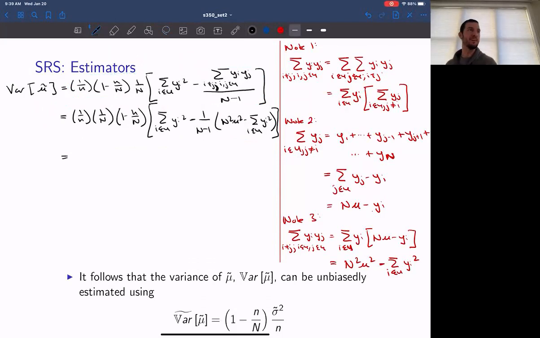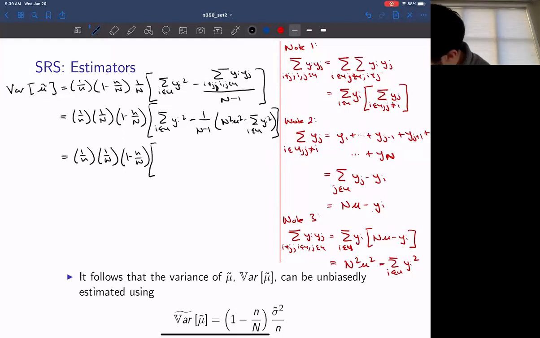Now we're really into the simplifying stage here. So we're going to have 1 over little n, 1 over capital N, 1 minus little n over capital N. And then here we will have capital N over n minus 1 of the sum over i in u of yi squared minus n over capital N minus 1 of n mu squared.